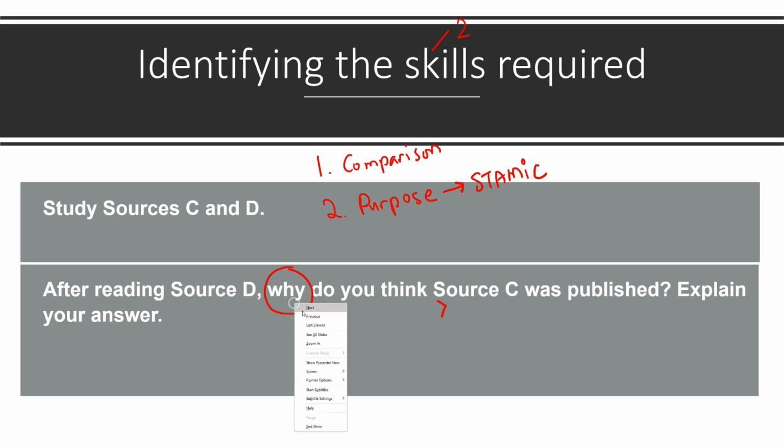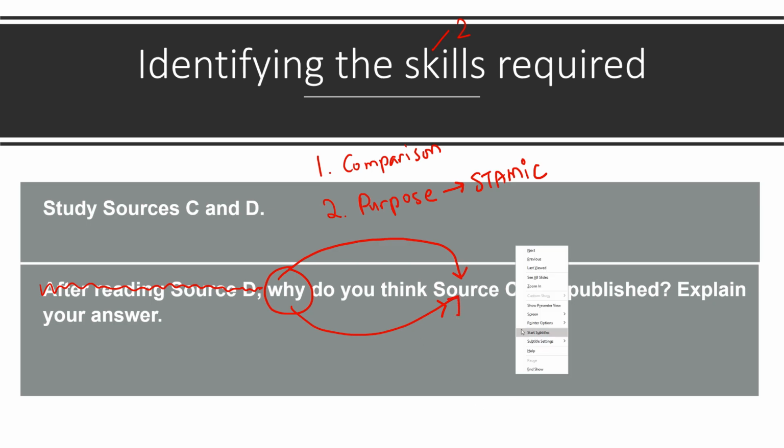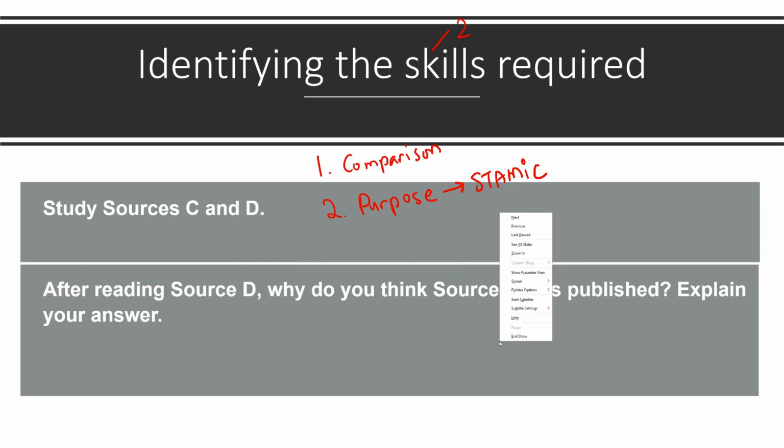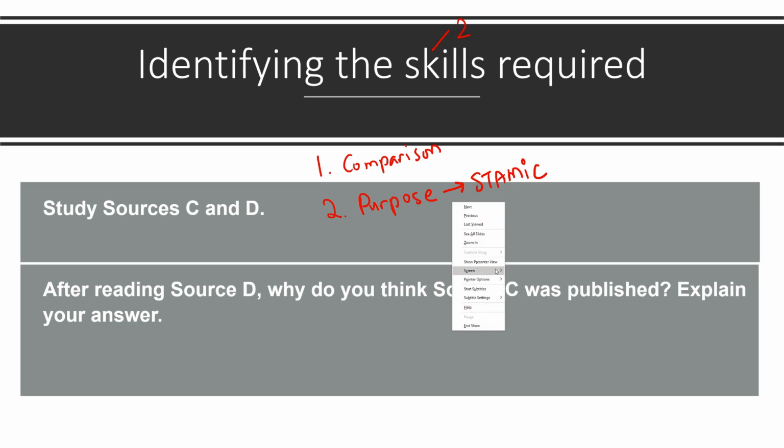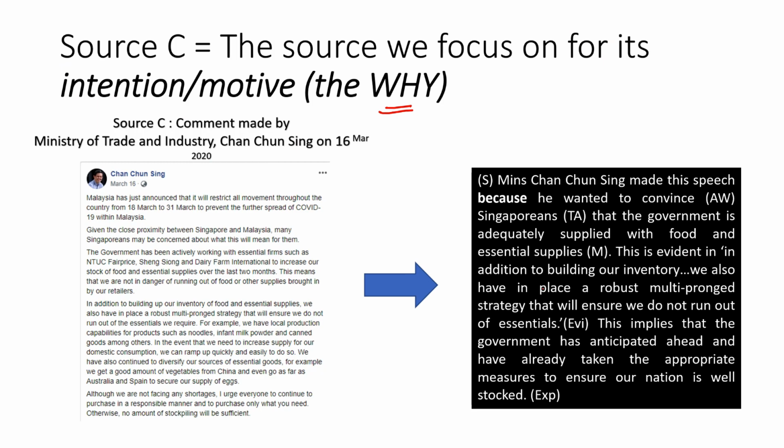So to repeat again, the word why is attached to source C. If you were to picture this for a moment, imagine if I cancel out this particular front portion of the question, then you have a very generic question of why do you think source C was published? So notice that the keyword why is attached to source C. With that understanding, it will help you to understand that source C is important for us to be very clear what the intention and motive is.